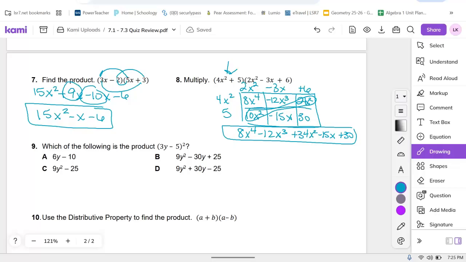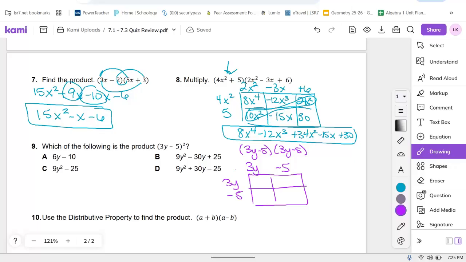Which of the following is the product of 3y minus 5 squared? So remember, that is just 3y minus 5 times 3y minus 5. So you can either do FOIL or box. I'm going to do box for this one, so 2 by 2. So 3y minus 5, 3y minus 5. 3y times 3y is 9y squared.